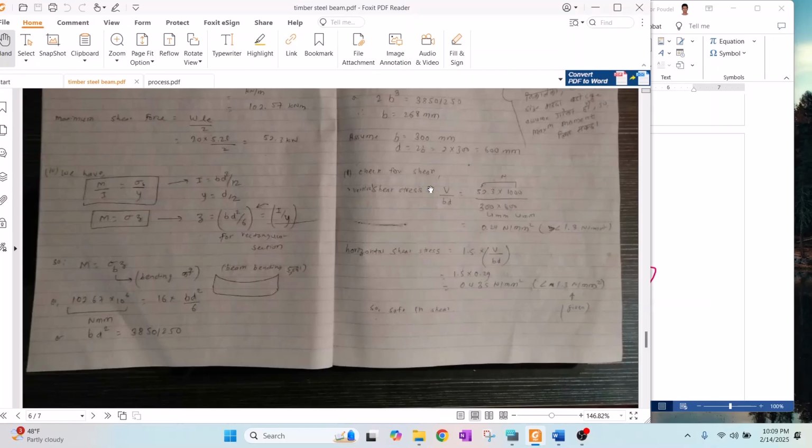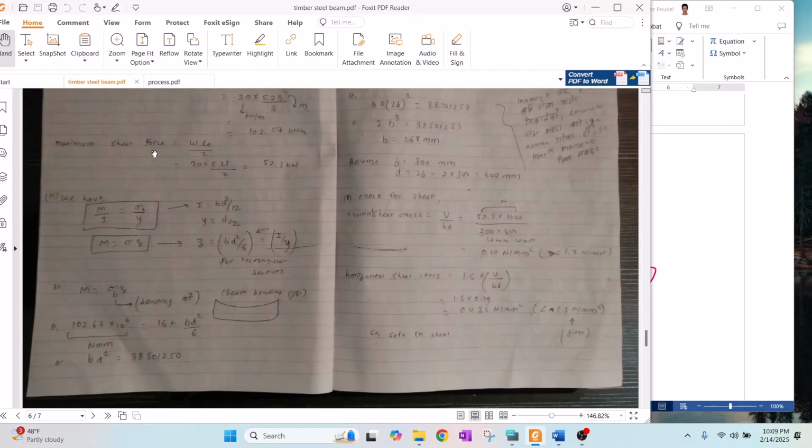So now we have to check for shear, vertical shear stress and horizontal shear stress. We have already calculated the value of maximum shear force, which occurs at the support position, near the support. So V equals to B by D, and we know the value of shear force induced there, that is 52.3 kilonewton. Convert this to Newton by multiplying by 1000, and just assuming the value of B and D here, we can calculate the vertical shear stress, which is 0.24 Newton per mm square.